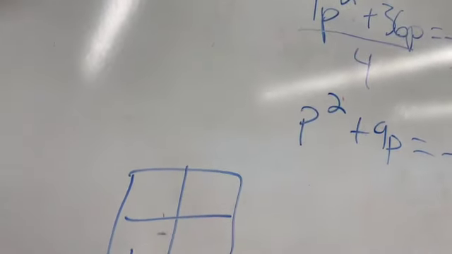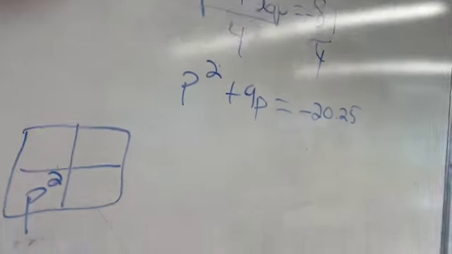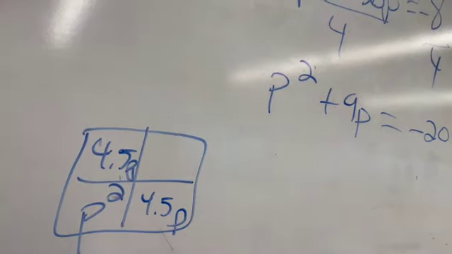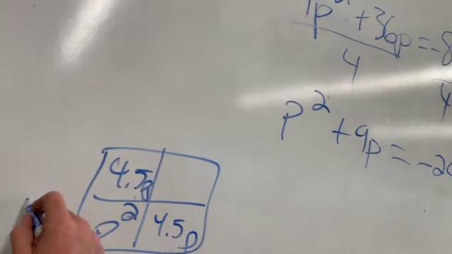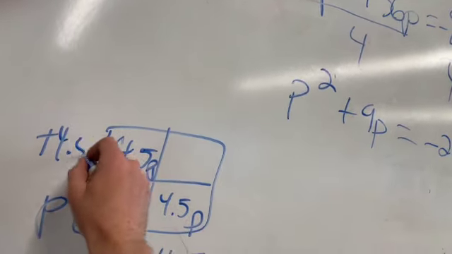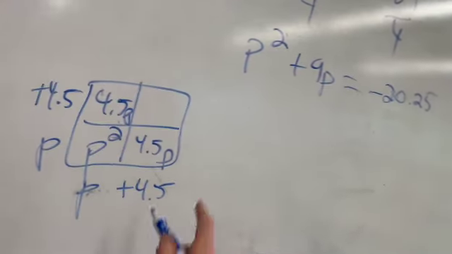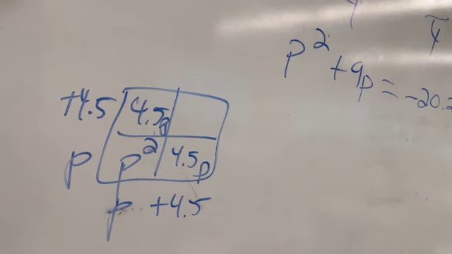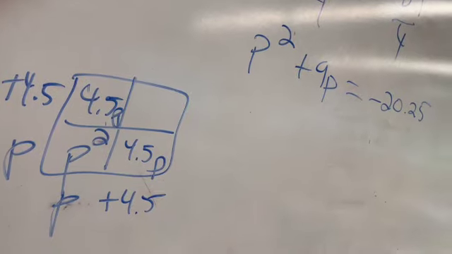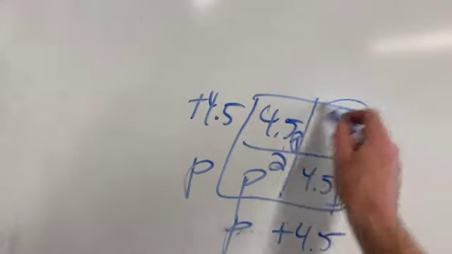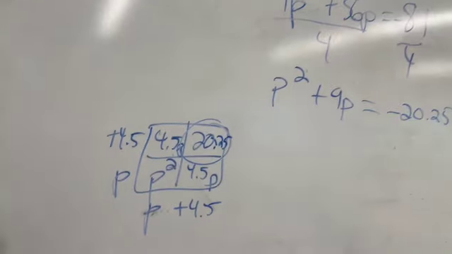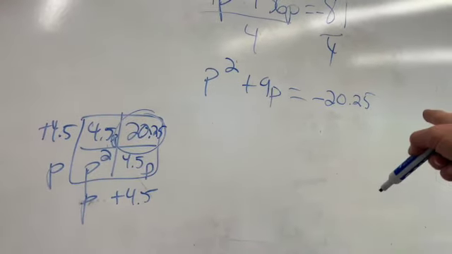We're going to have more decimals here when we fill out our generic square. P squared, 4.5p, 4.5p. So the perfect square I'm going to try to create is p plus 4.5. And so 4.5 times 4.5 would be what? Is it 20.25? It is 20.25. So I can get 20.25 by adding 20.25 to both sides.